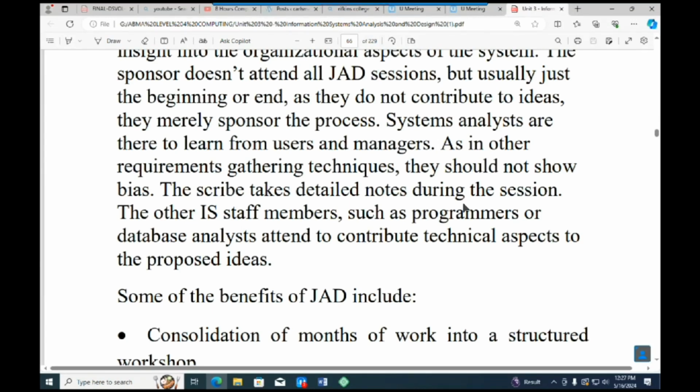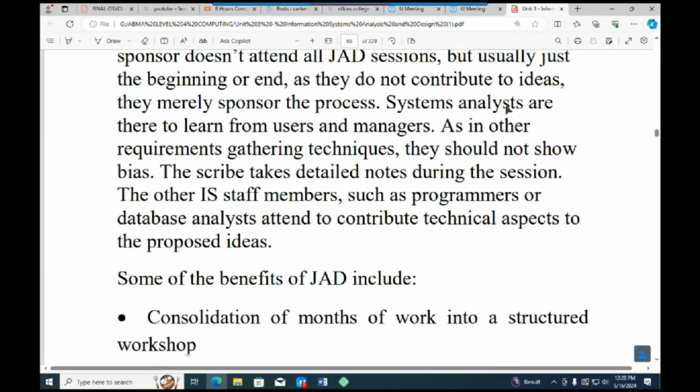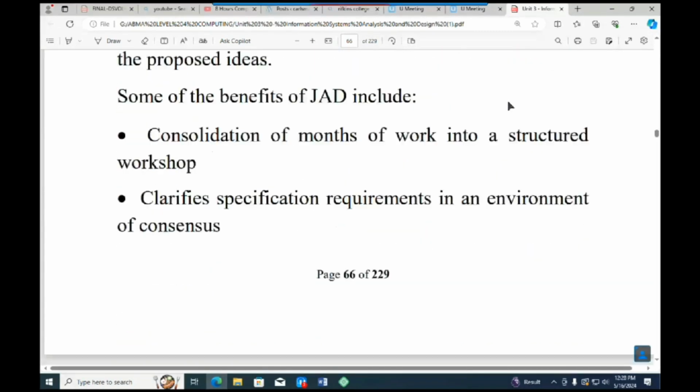So we also have other information system staff members. For example, the programmers, we have the database analysts that can also attend, and the main reason of their presence is to contribute to the technical aspects of the ideas that are actually proposed in those sessions.